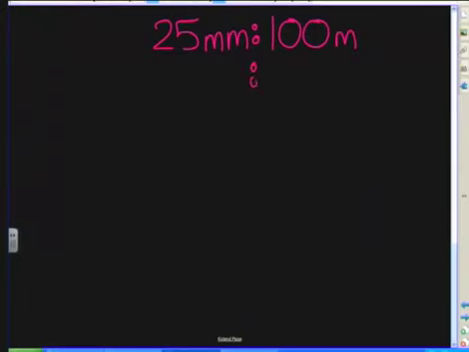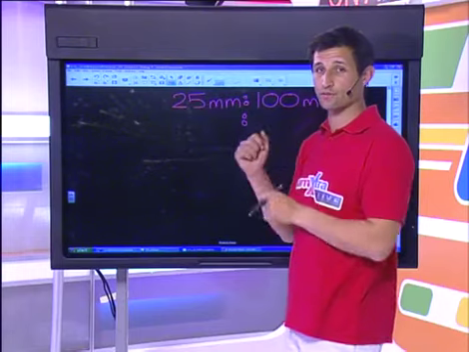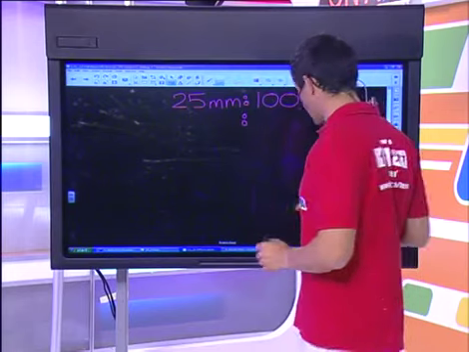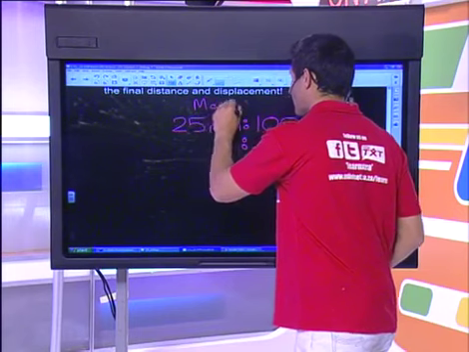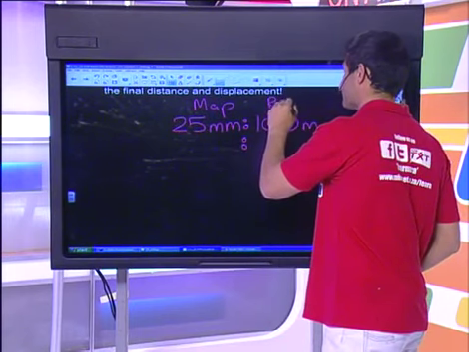Now let's put in the numbers that we'd like to scale. So which one do I have? Do I have the map size or do I have the real size? I have the map size. So what I'm going to do is I'm going to put map underneath map, and then I'm going to put real underneath real.